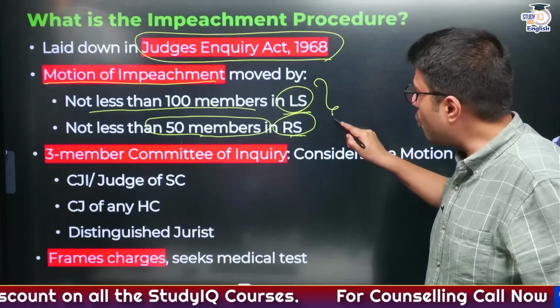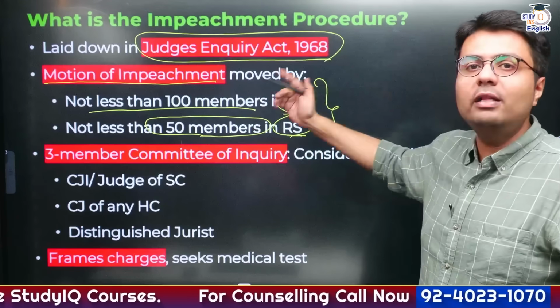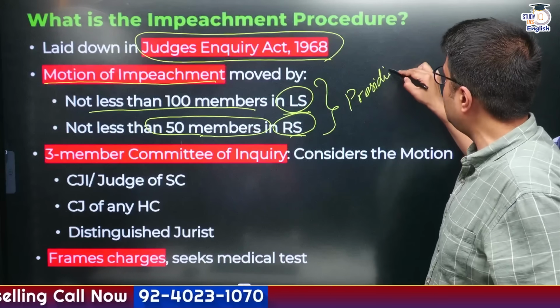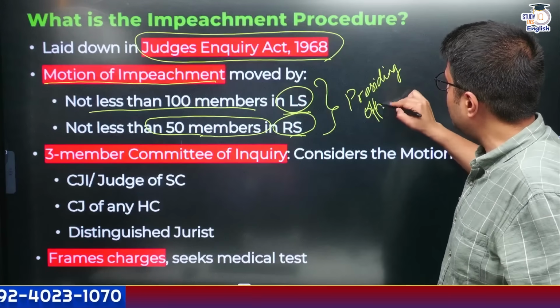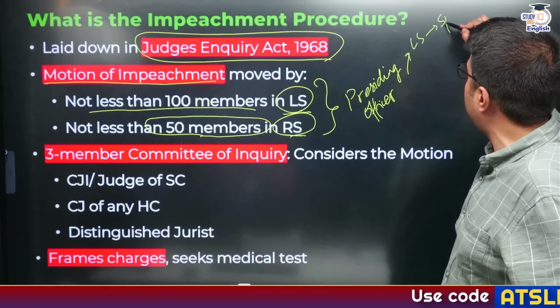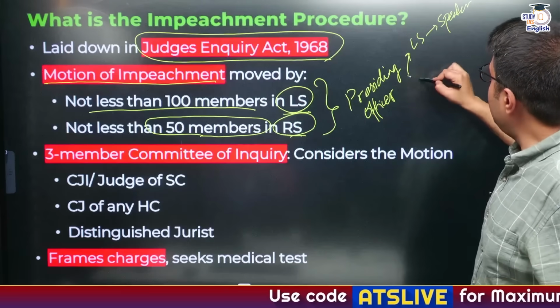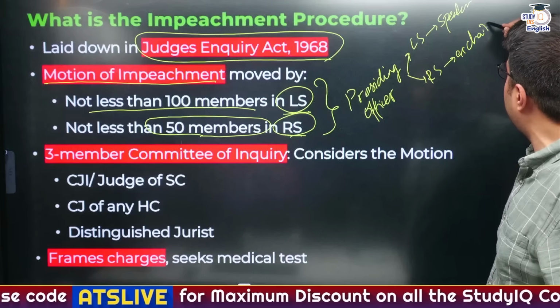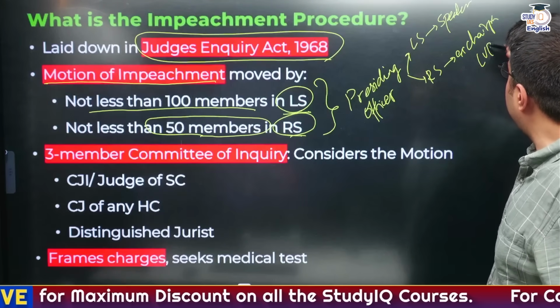Now, this motion, when it is being brought into either of these houses, needs to be approved by what is known as the presiding officer of the house, right? Who is the presiding officer in Lok Sabha? It is the Lok Sabha Speaker. And in Rajya Sabha, it is the ex officio chairperson of Rajya Sabha, who is the Vice President of India.